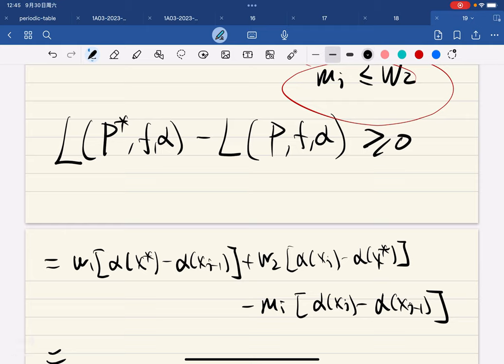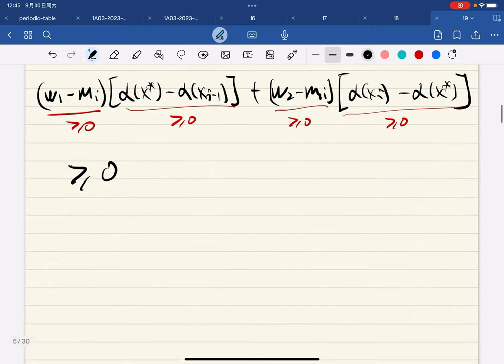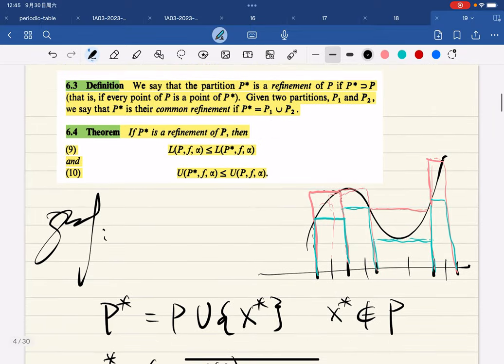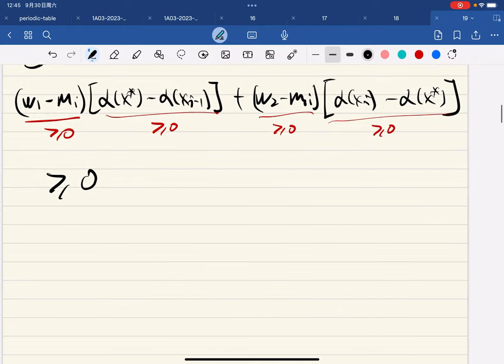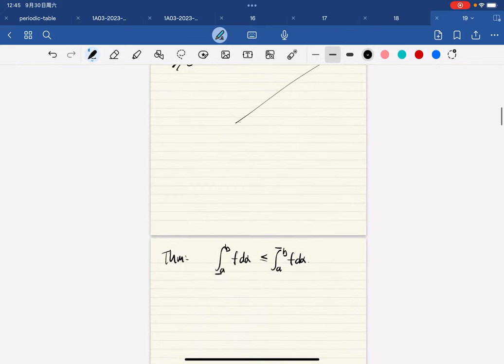Well, if it contains one more point, then it gets larger. If it contains finitely many more points, we can repeat this argument finitely many times, and then we again get the same result. So we're done. And also for the upper sum, it's similar. It's really similar, almost the same. So for simplicity, I just omit it.